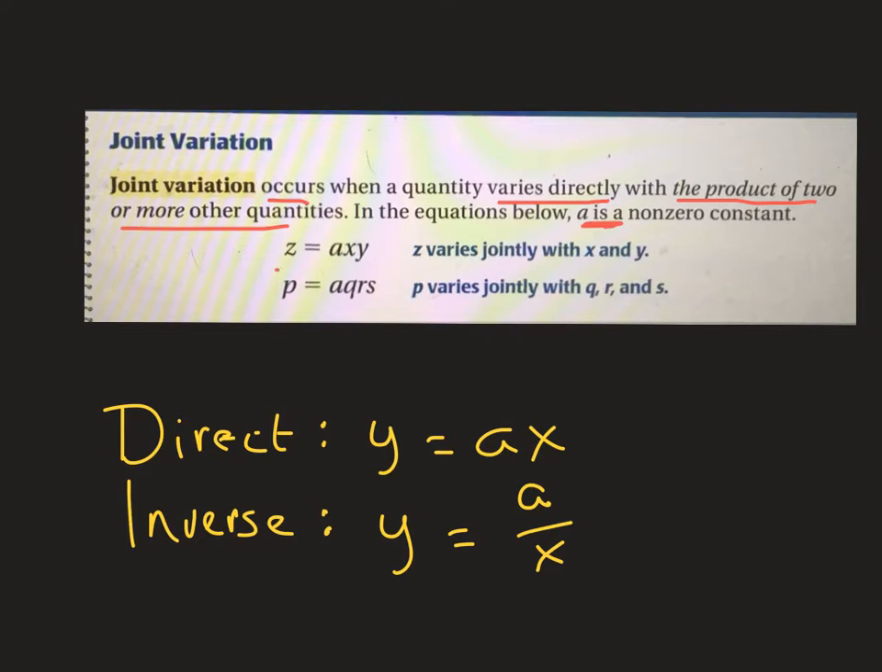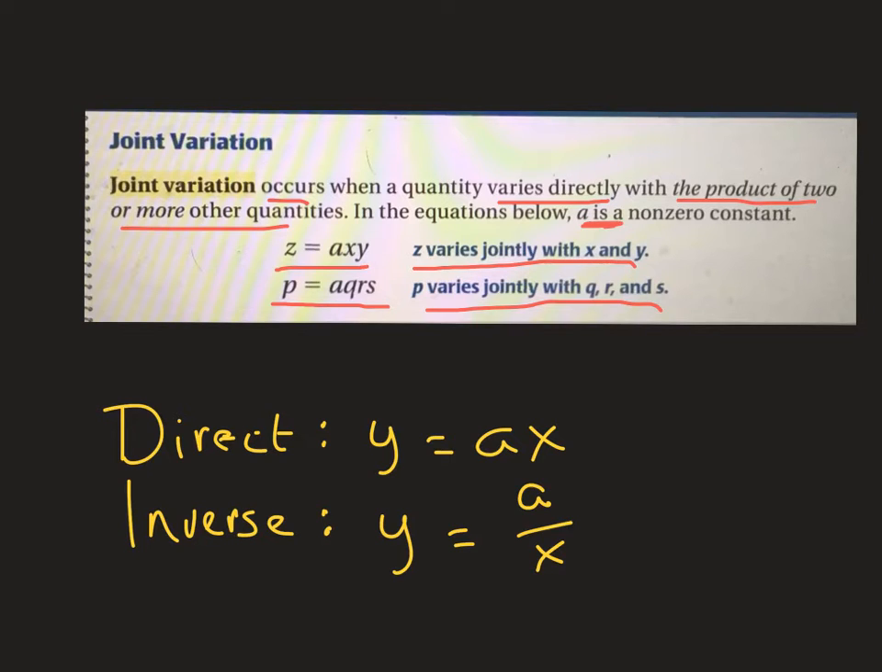So here's what it looks like. Z equals AXY. That means Z varies jointly with X and Y. P equals AQRS. P varies jointly with Q, R, and S. Notice the A is not in there because the A is the constant. It's not part of the variables that it is varied with.